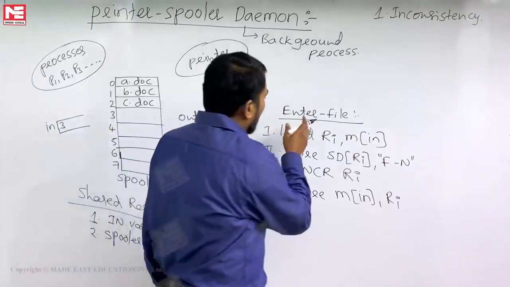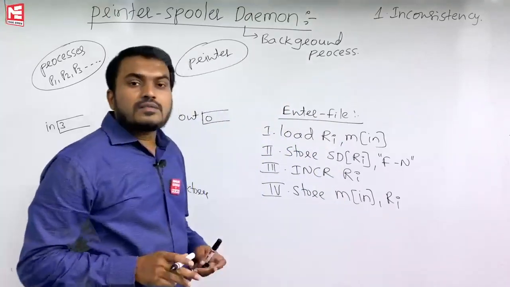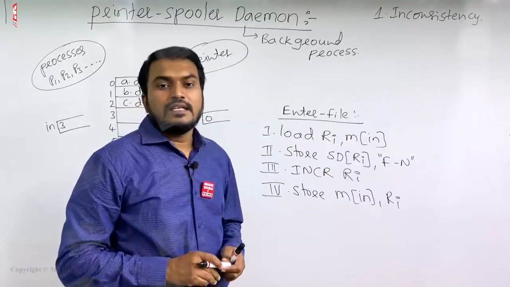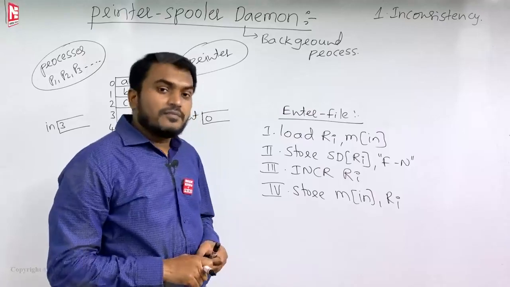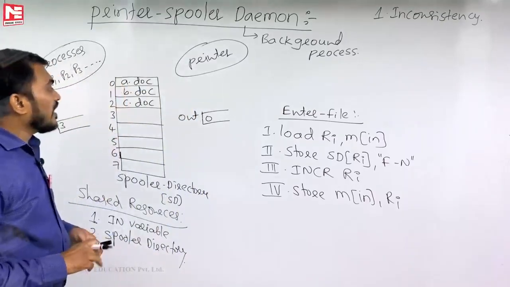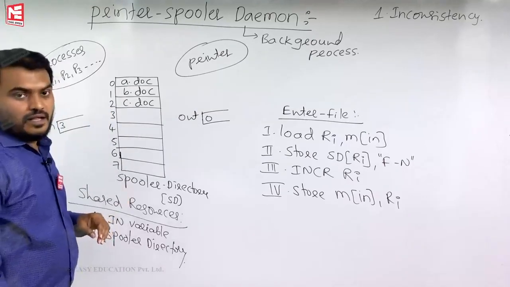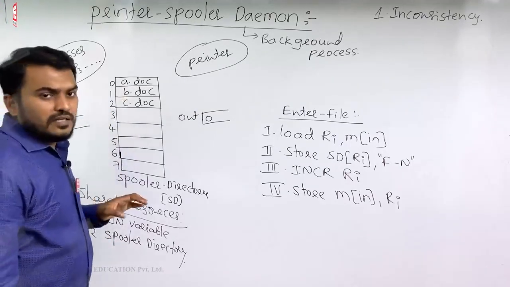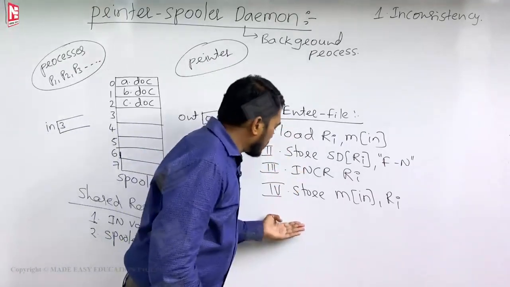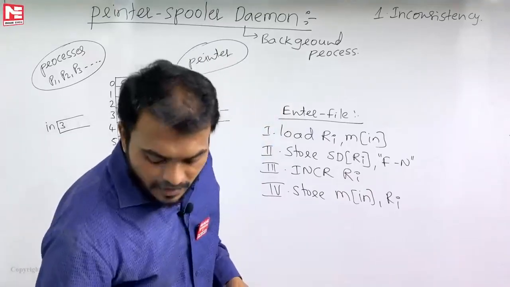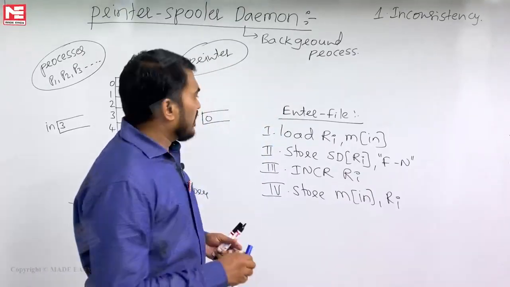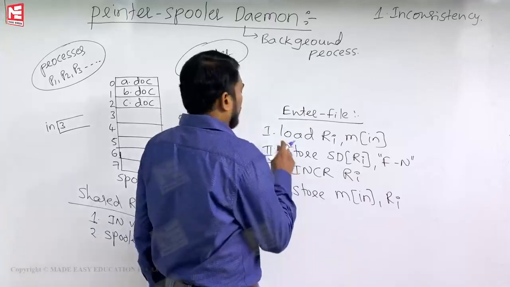So this is the code given to you. If any process wants to print a file, they will place the file in the spooler directory first. To place the file in the spooler directory, they make use of this code here. Now understand carefully. Next, I will just go to the code here.